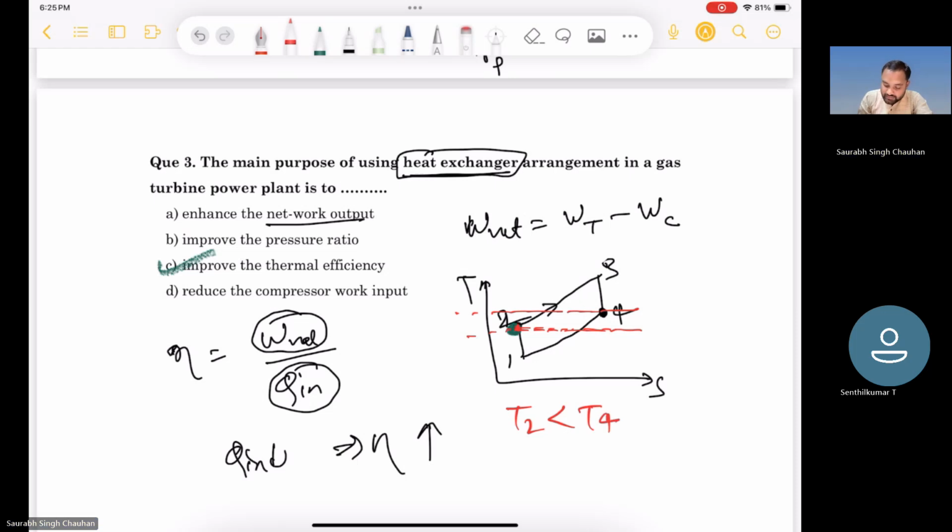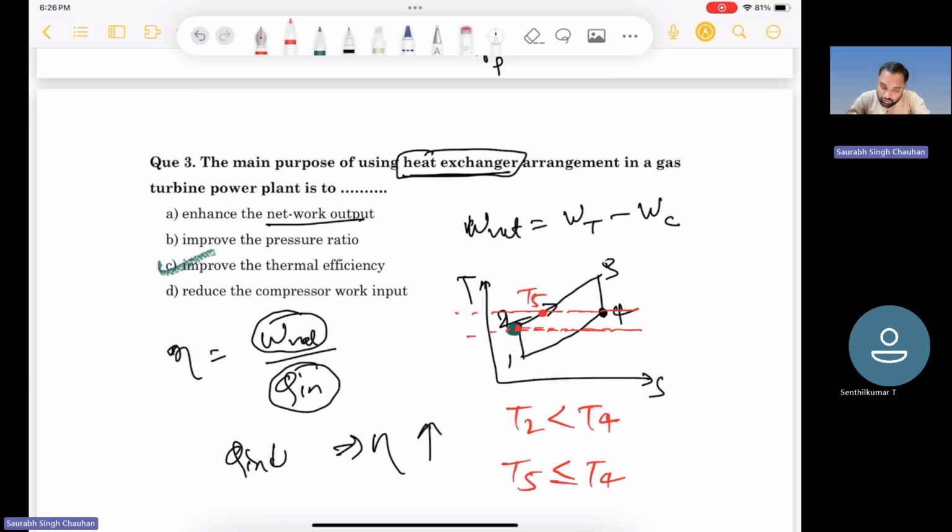So if you use a heat exchanger to preheat these gases, then the temperature of the gases coming out from the compressor will increase, right? But you cannot make this temperature more than T4. If the heat exchanger has the highest effectiveness, let us say the temperature at this point is T5, then up to T4 you can heat it. So T5 can be less than or equal to T4, but it cannot be more than T4.